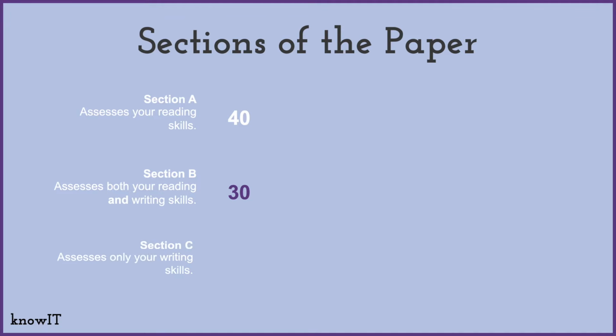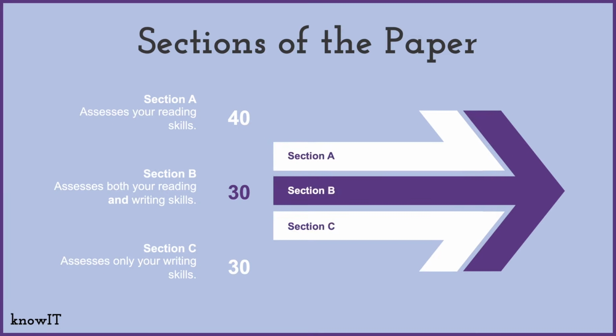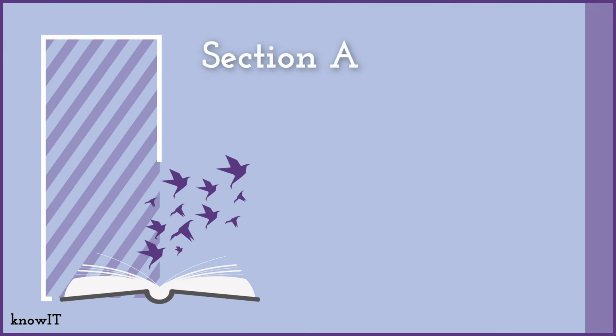Then comes the last section, which is section C, and it assesses only your writing skills, and it's also for 30 marks. So altogether, all of these sections contribute towards the 100 marks that this paper consists of. So I hope you understood the basic format of the paper through this. And now let's move on to the individual sections. So let's look at section A first.